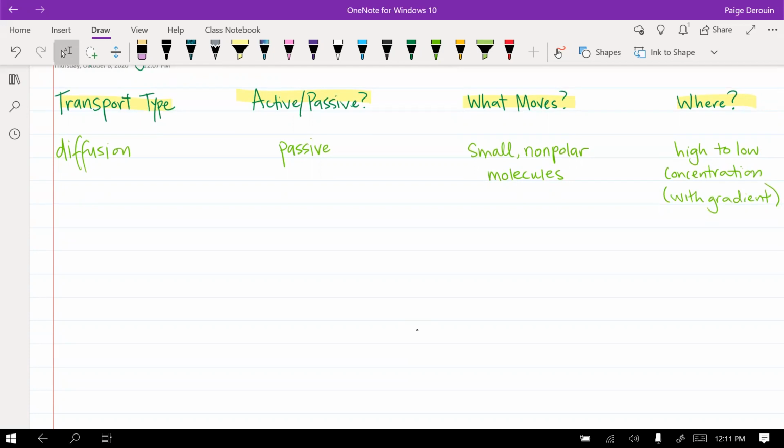All right. From there, we're going to go to facilitated diffusion. Facilitated diffusion is just a type of diffusion. So is it going to be active or passive? Passive.